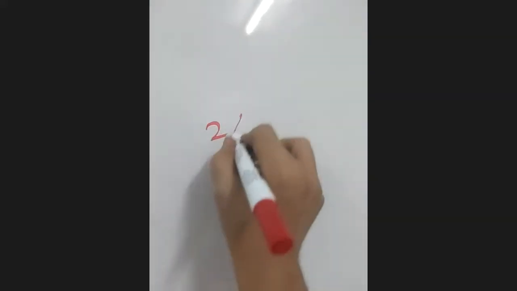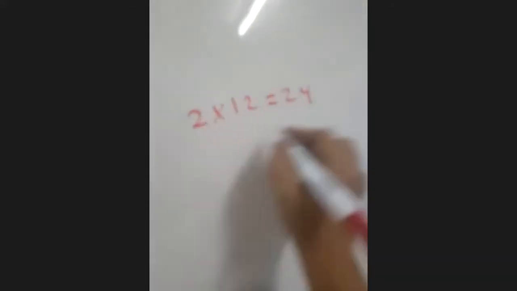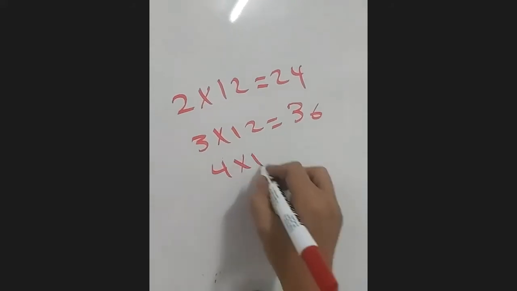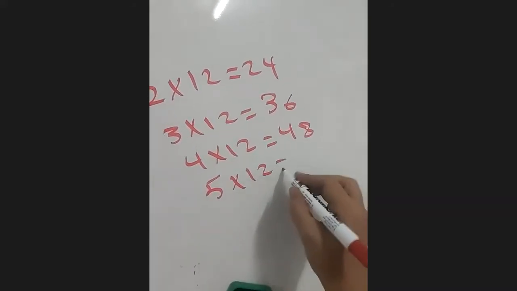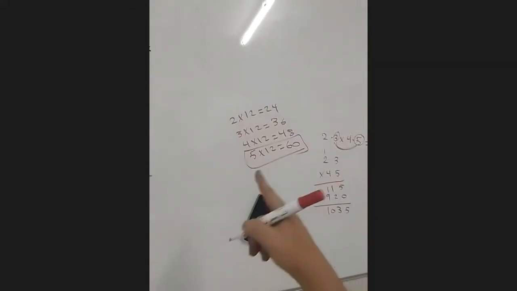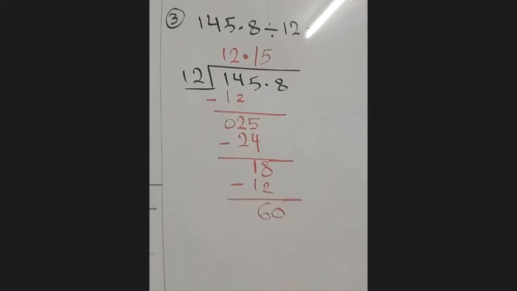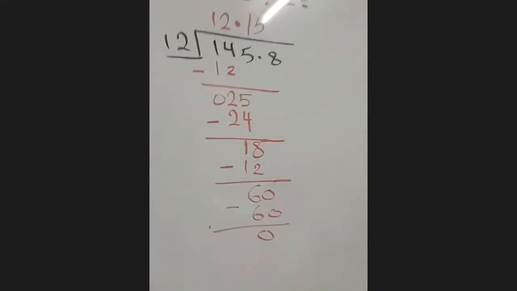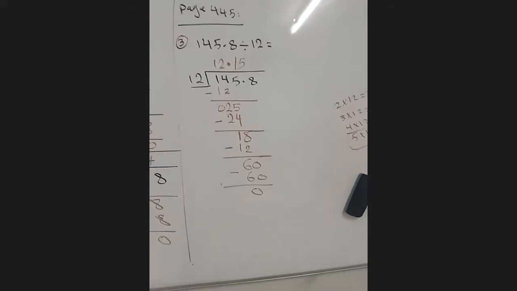2 times 12, how much? 24. 3 times 12, 36. 4 times 12, 48. 5 times 12, 60. I have 60, right? Which comes by 5. So here I'll put 5. 5 times 12 is 60, subtract, 0. Got it? Copy.